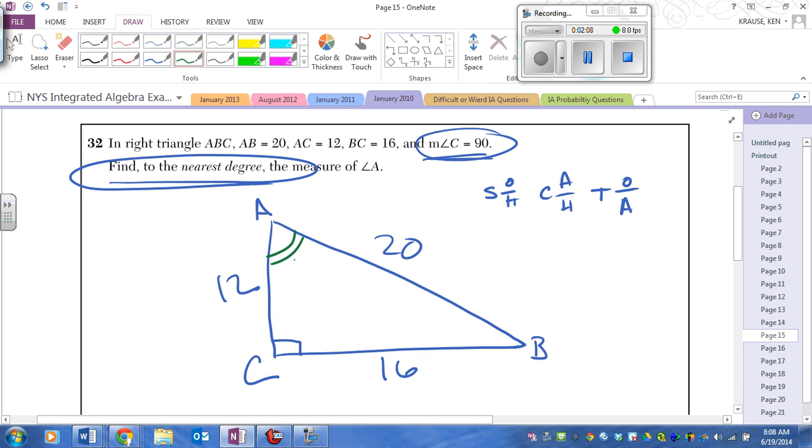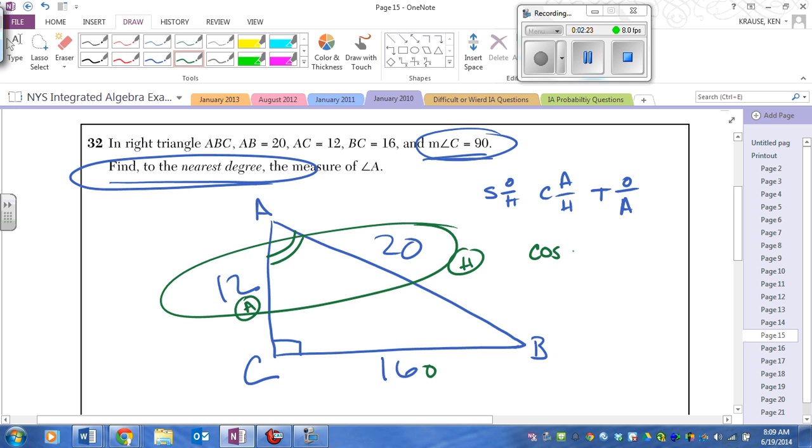And I can pick any 2 sides I want. It makes no difference, and I'll show you that if you'd like. I probably should label these. Hypotenuse, opposite, adjacent. So if I use adjacent and hypotenuse, that's cosine of A. So cosine A is equal to adjacent over hypotenuse, which is 12 over 20.